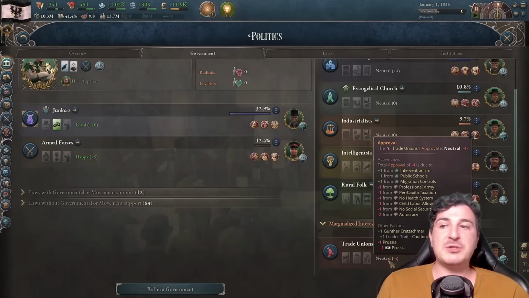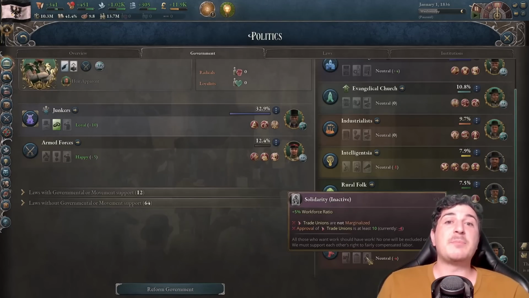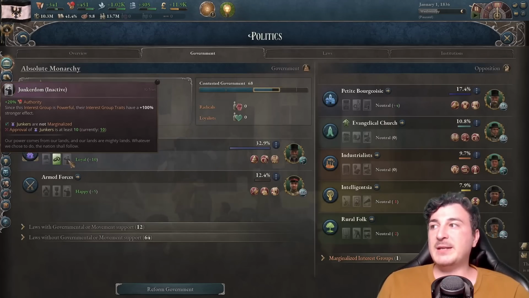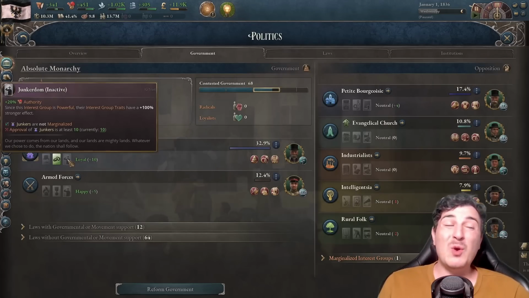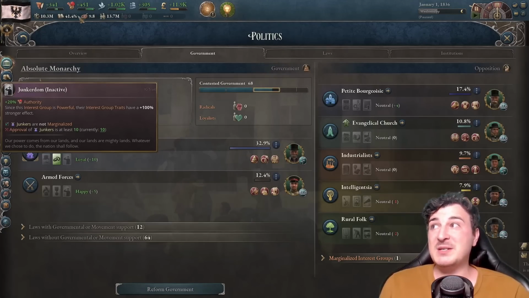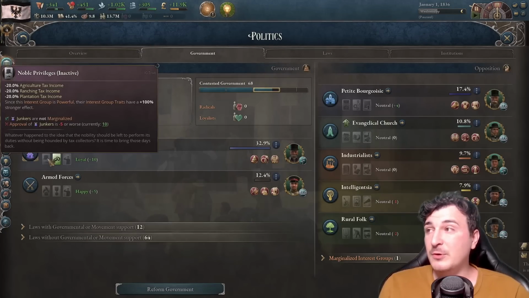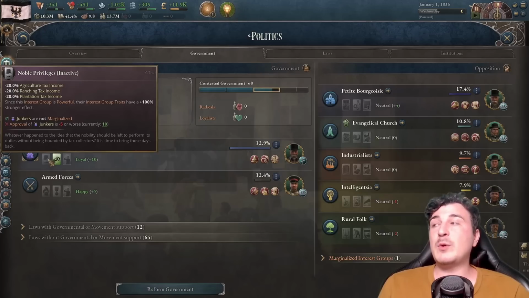So even if they had plus 20 relations or approval and you had all of these traits, you would not get the benefits. That being said, we are right now getting family ties, which offers 20% influence, and if we get a little bit more approval, we're going to get 20% authority as well, which is a big deal because we already start with quite a little bit of authority. If we get disapproval, once it reaches -5, we will get a debuff.